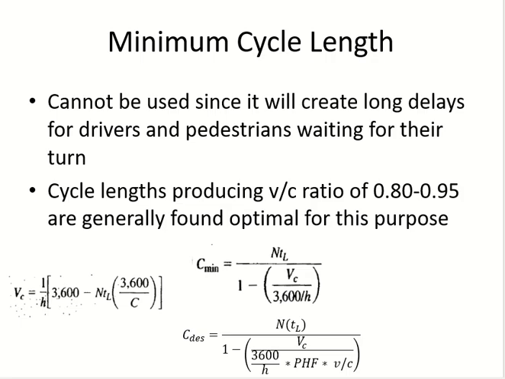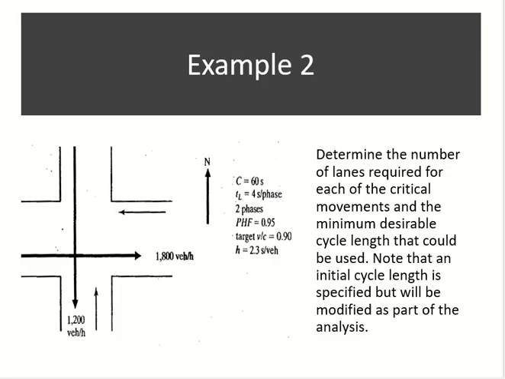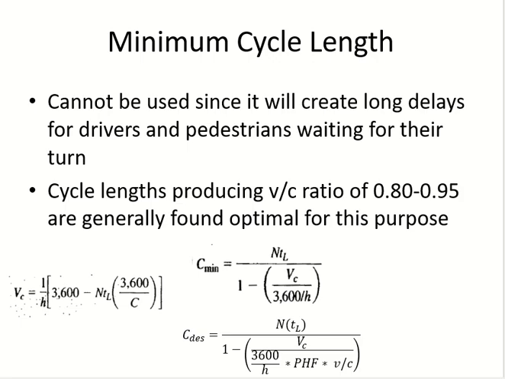Okay. Anyways. This is the equation. We are trying to find out what first? VC. So I will use the initial assumption. I have two phases. How much is the lost time? 4 seconds per phase. So TL is 4. So two phases. This is 4. This is 2.3. Peak hour factor is how much? 0.95. VC we don't know yet.